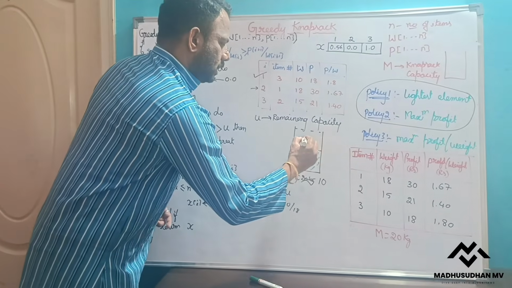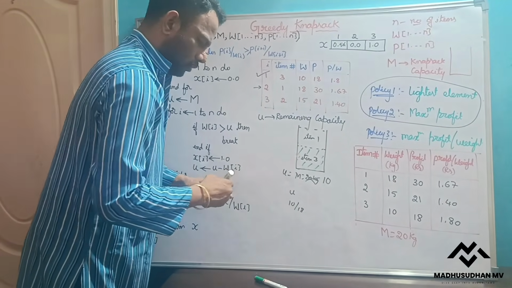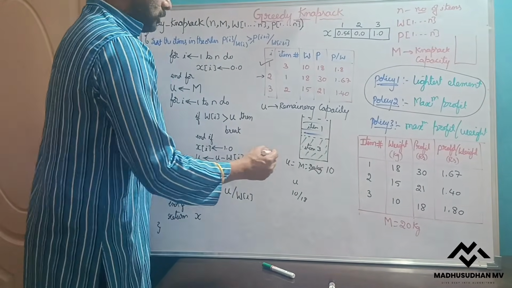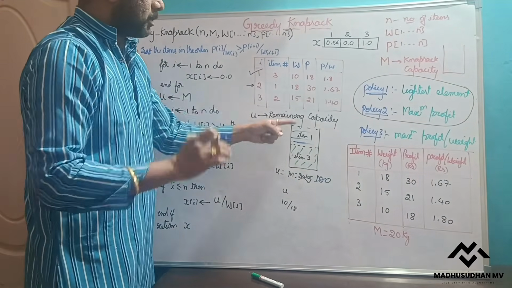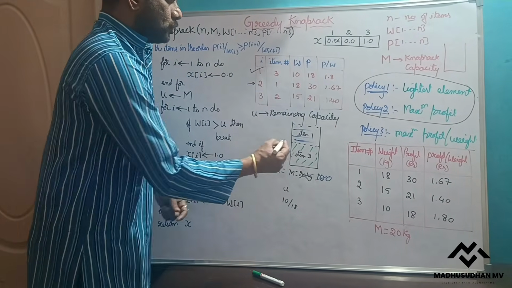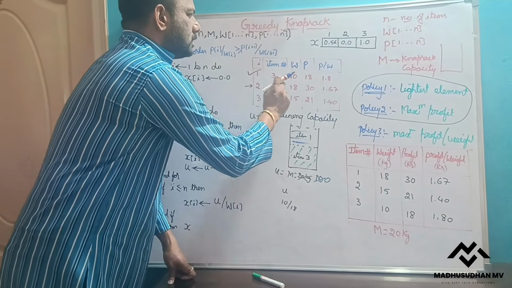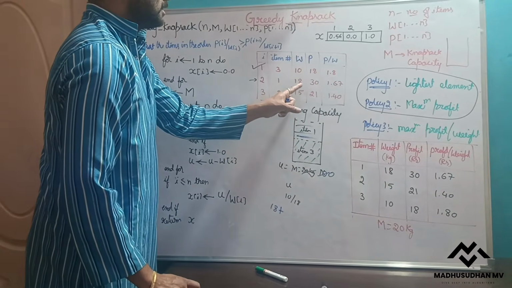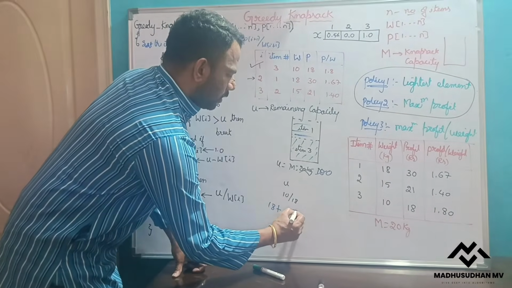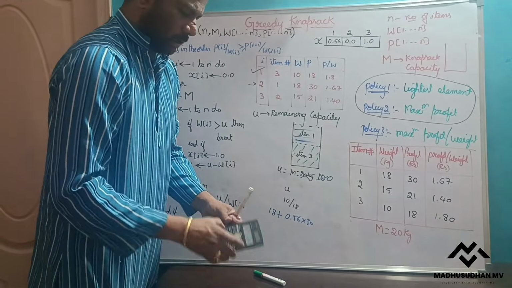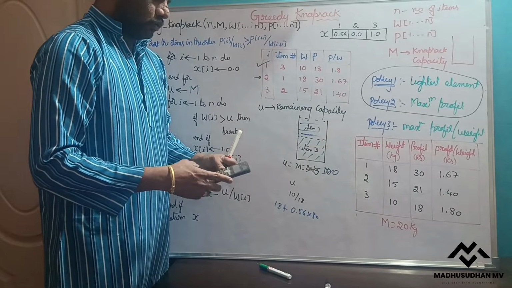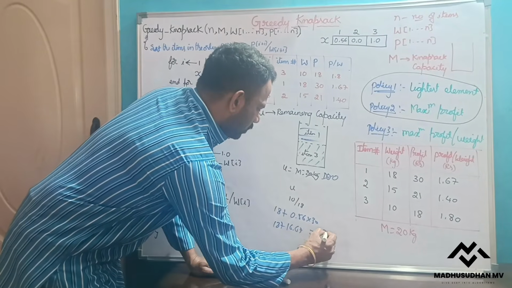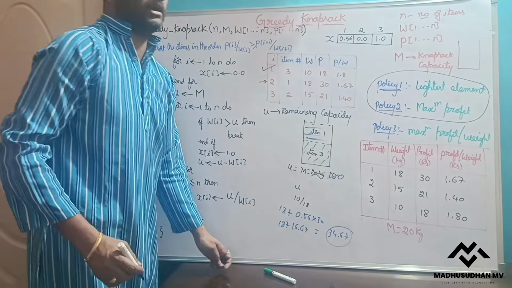So now item number 1 is 0.56 and this is completely filled, so it will be 0. Item 3 is complete, with profit 18. Profit is 18 plus 0.56 of 30. So 0.56 into 30 is 16.67. So 18 plus 16.67 is equal to 34.67. That is what we got earlier.